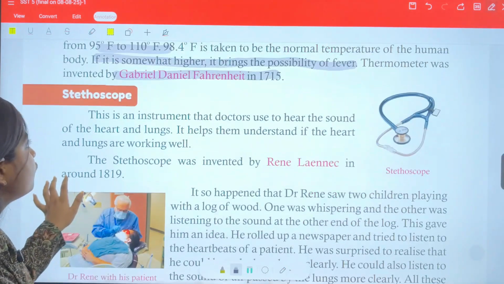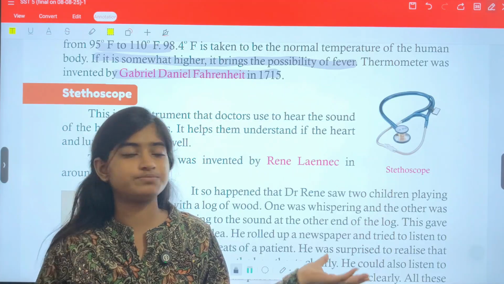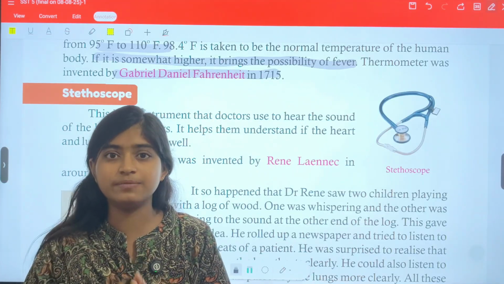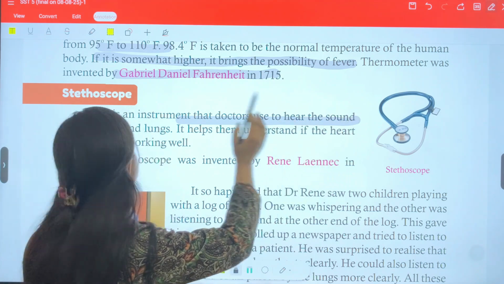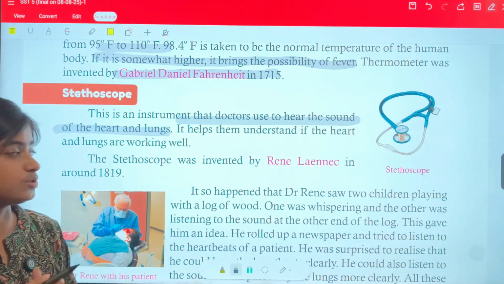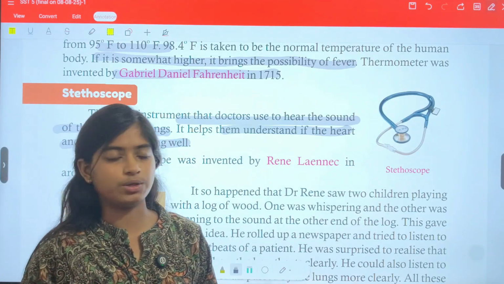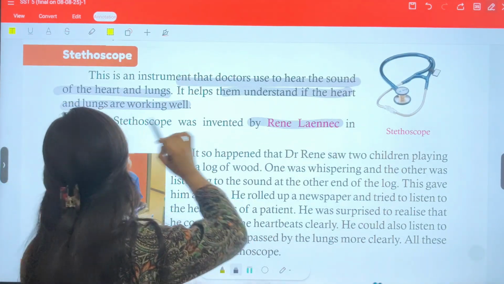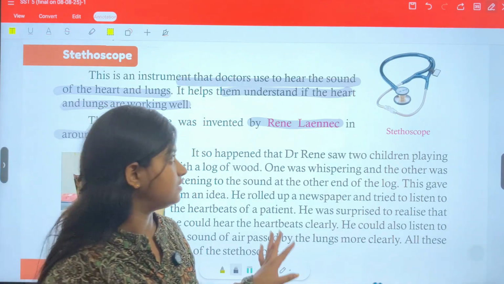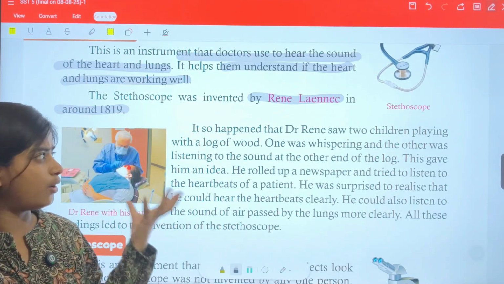Now we have the stethoscope. A stethoscope is a device used to know the problems in the lungs and heart by hearing their sounds. It is a device that doctors use to hear the sounds of the heart and lungs. It helps them understand whether the heart and lungs are working properly or not. Clear? The stethoscope was invented by Rene Laennec in around 1819.